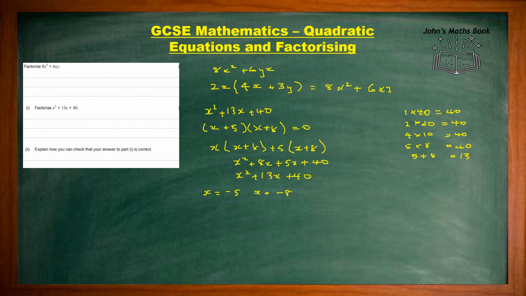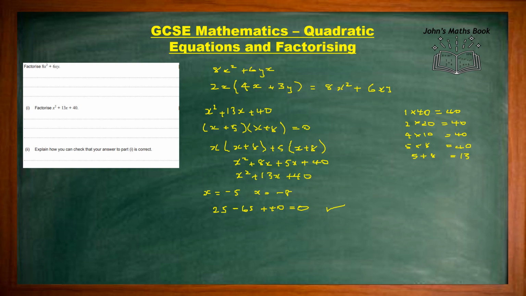So we have substituting for x in x squared plus 13x plus 40. If we substitute minus 5 in, minus 5 times minus 5, so that's x squared, gives us 25, plus 13 times minus 5 gives us minus 65, plus 40 equals 0. So 25 minus 65 plus 40 equals 0. So check.